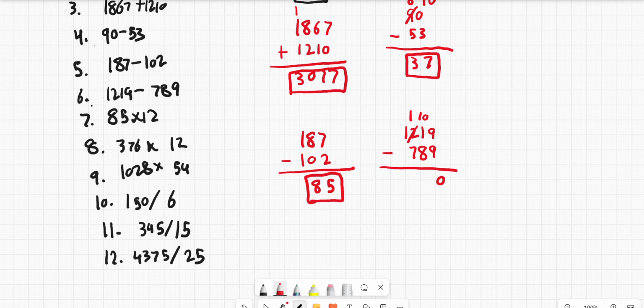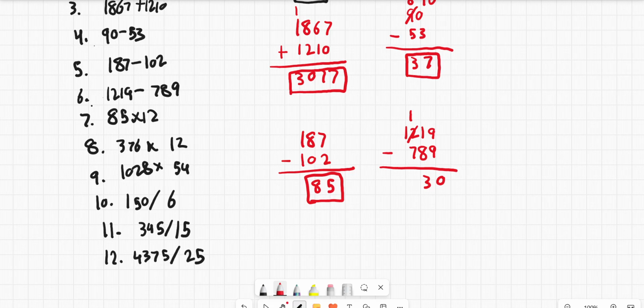So 10 plus 1, right? We're not subtracting, we're adding here. So we're adding 10 to the 1, and then we'll subtract that answer by 8. So 10 plus 1 is 11. Now you subtract that by 8, which is 3. And we'll just erase this for now.